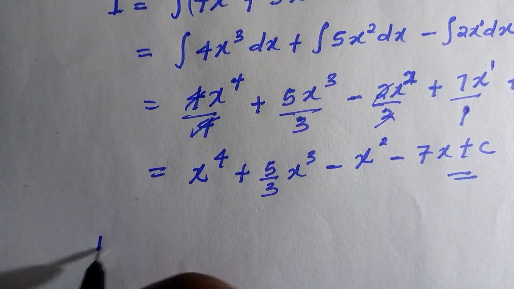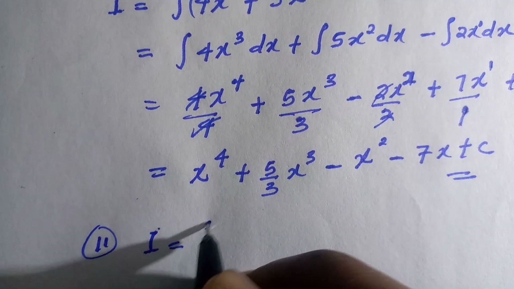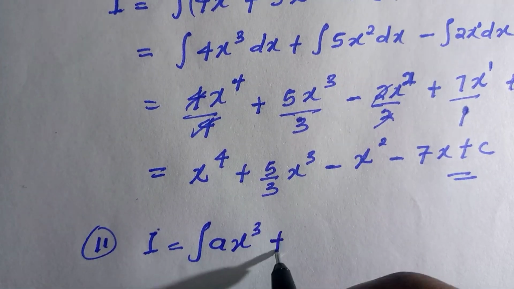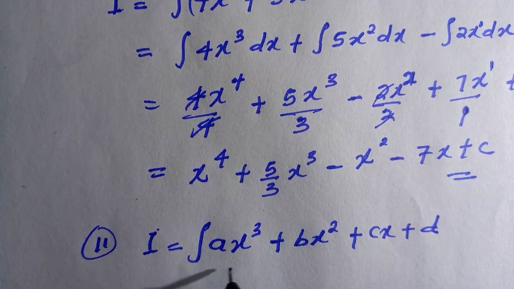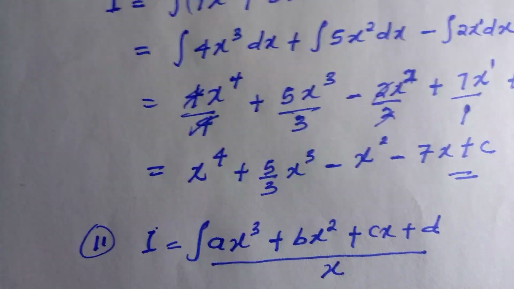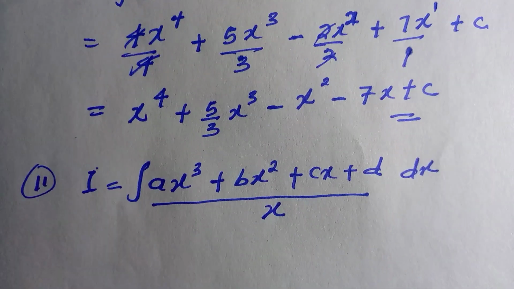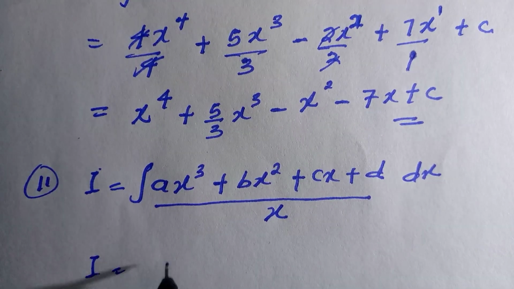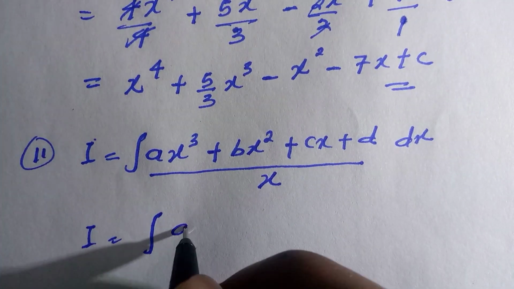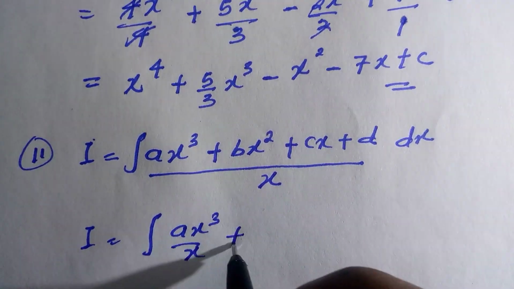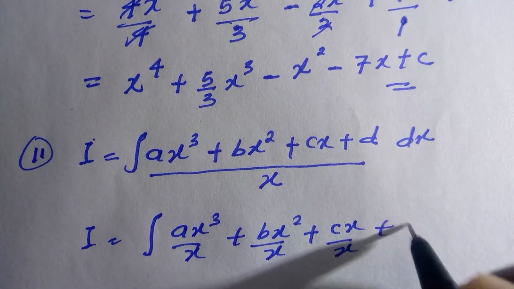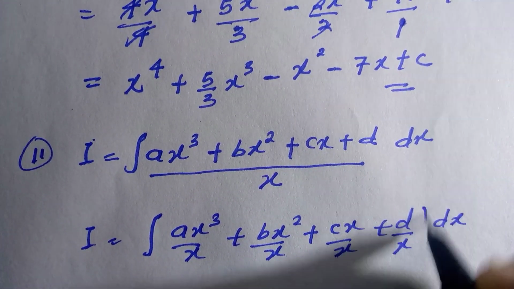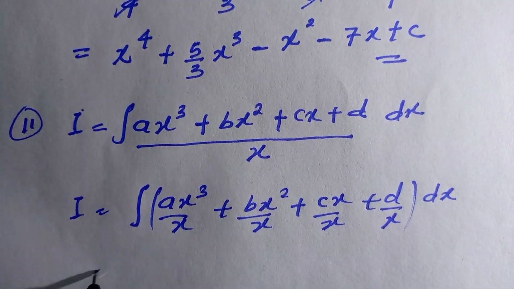Let's see the second example. This one comes plainly in only alphabet. If you are given I equals integral of ax raised to power 3 plus bx raised to power 2 plus cx raised to power of 1 plus d, all divided by x, with the brackets, and dx. To do this, we divide each term by the divisor, which is x. By doing so, we have this plus cx divided by x plus d divided by x, and everything in dx. We are going to start dividing this.